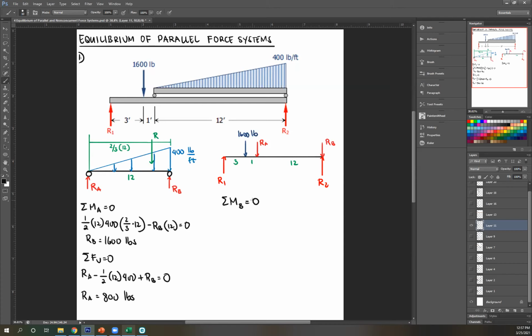equals 0. Starting with R1, rotating about B, that is clockwise, therefore positive R1 times distance, 12 plus 1 plus 3, 16. Correct. Next, 1,600, rotate it about B, that's counterclockwise, so negative 1,600, then distance 12 plus 1, 13. Next, RA, rotate it about B, once again, that's counterclockwise, so minus RA times distance 12. There's nothing else, RB and R2 pass through B, so ignoring that, equating to 0. I can now solve for R1. Please solve for R1. What's the answer?